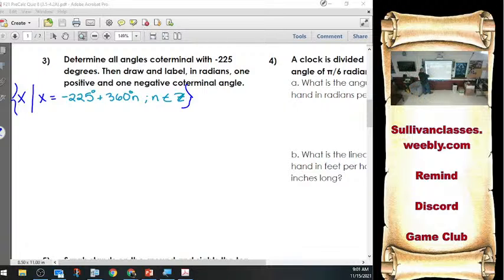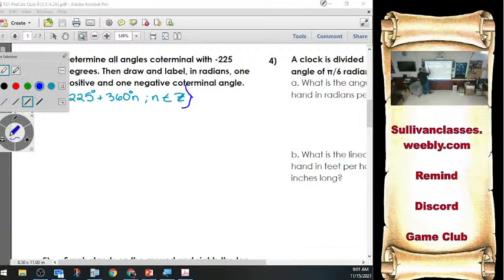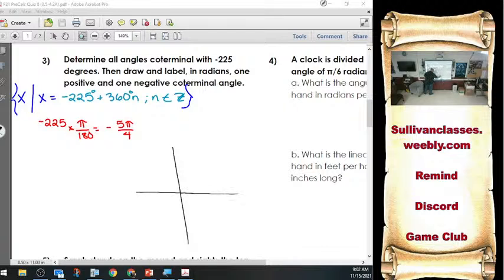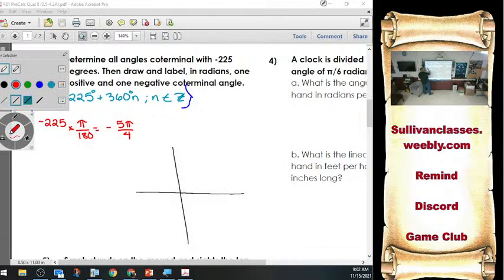It says, draw and label in radians a positive and negative coterminal angle. So I need to take that negative 225 times pi over 180 to turn it into radians first, and get a negative 5 pi over 4. So if my original is negative 5 pi over 4, what quadrant is that in?